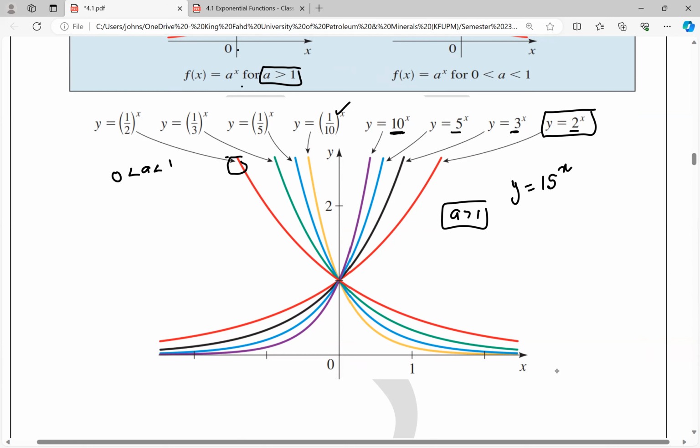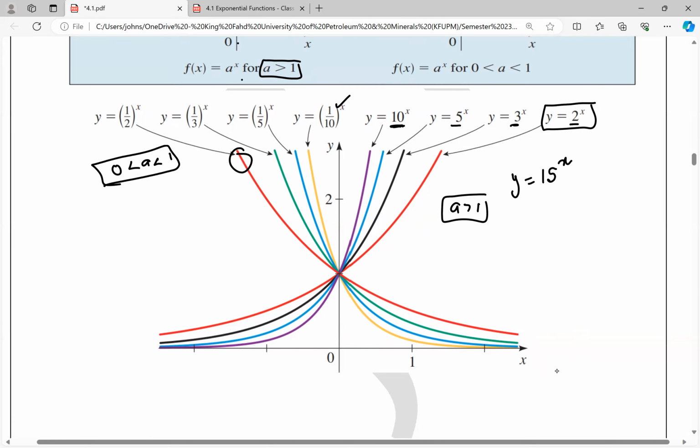Towards the y-axis. But to the left-hand side, when a is between 0 and 1, the bigger the base, the farther away you are from the y-axis. Stretch away from the y-axis.